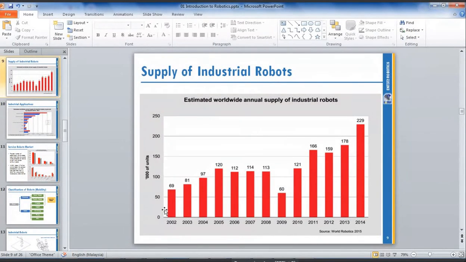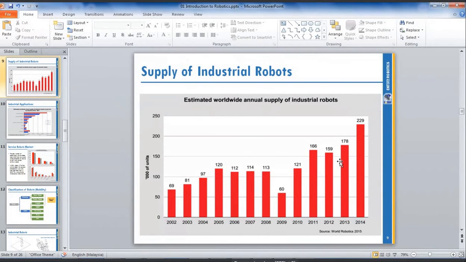Okay, this one is 20th century, 2002 until 2014. So this is the estimated worldwide annual supply of industrial robots. In industrial application, the use of robots is increasing up to 2014. You see the number of units: 229 plus 000, that means 229,000 units in 2014. So they use robots in industry.